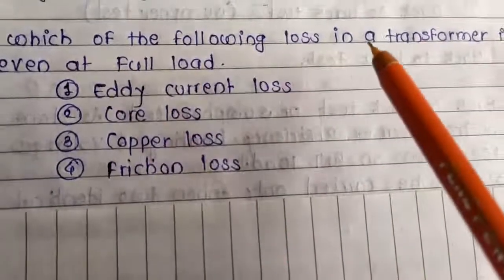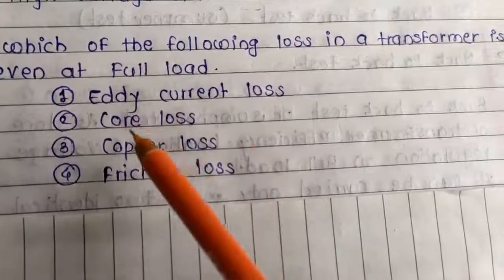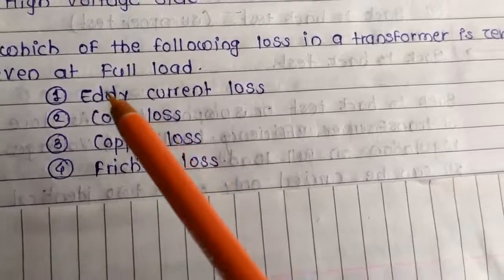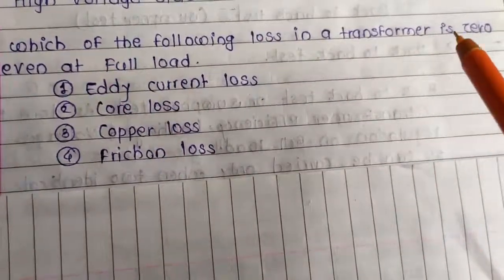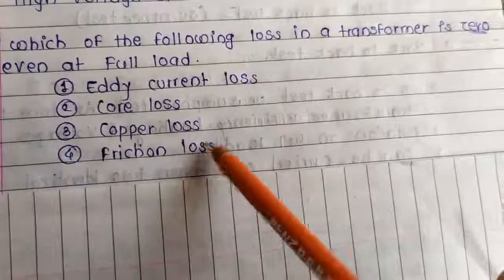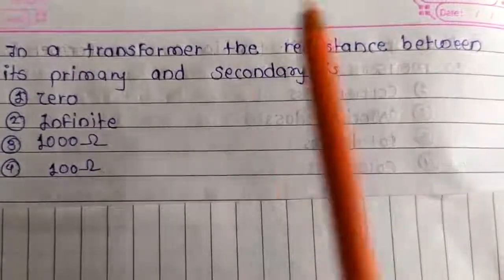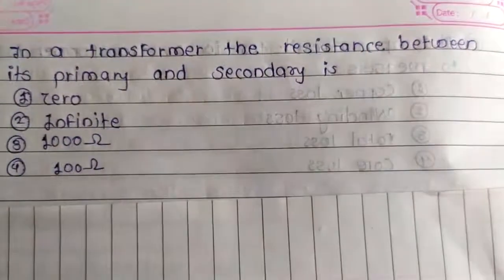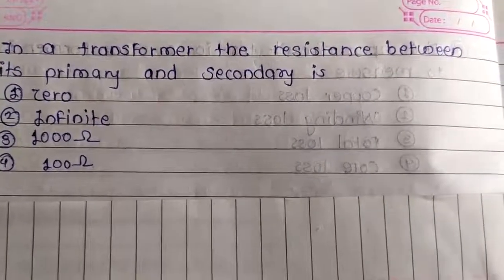Which of the following loss in a transformer is zero even at full load? Eddy current loss, core loss, copper loss, friction loss. Answer is friction loss. In a transformer, the resistance between its primary and secondary is infinite because these coils, primary and secondary, are not connected electrically.